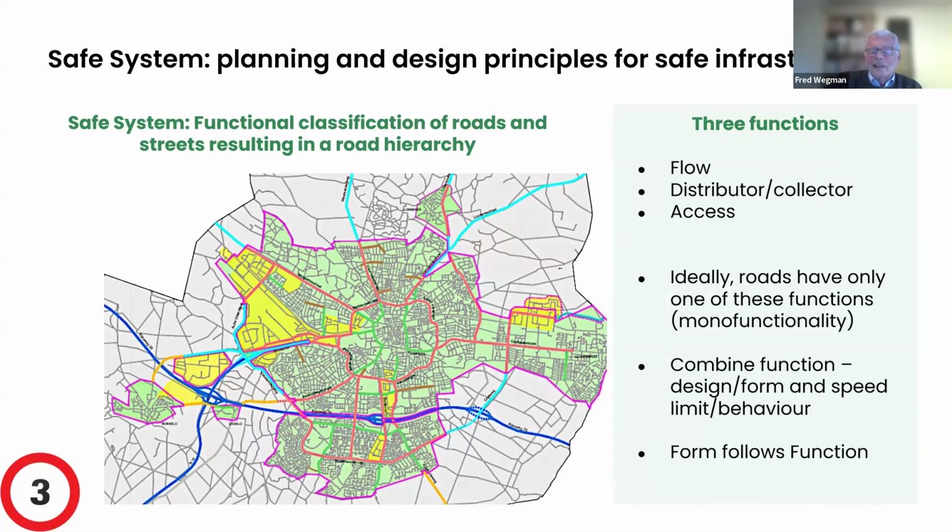Based on these ideas, we make a functional classification plan of roads. And here you see an example from a Dutch city again. And here you see the different functions. Blue is the flow function, the distributors and collectors are in red, and all the others are access. And I talked about only one function if possible. And if you have done this, then you can design a route. If you have two functions for the same street, it's not so easy to design that properly. And the whole idea behind safe system is that the form, the design, follows the function, and based on that, we try to influence human behavior of road users. Next one.